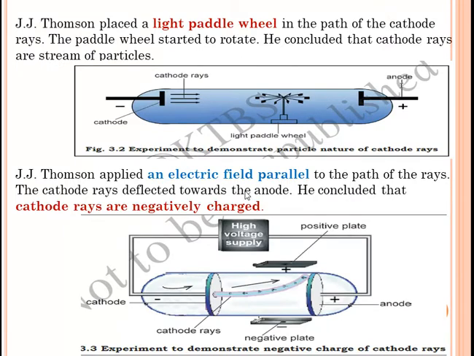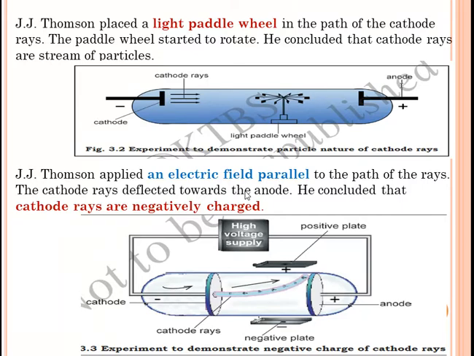And again, J.J. Thomson gave the name to the cathode rays. He named these particles. J.J. Thomson has named these particles as electrons.